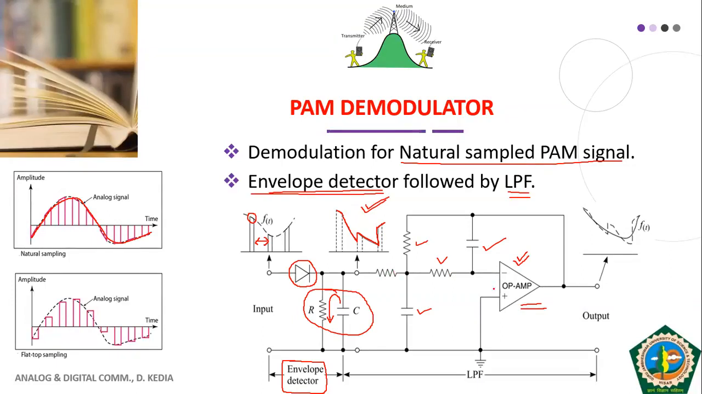And once we pass it through this second order active low pass filter, we get a smooth curve which represents my original modulating signal. Okay, so this is how I demodulate my naturally sampled PAM signal, and I get the demodulated signal back, which is nothing but my original modulating signal. So for a naturally sampled PAM signal, I have to use envelope detection followed by a low pass filter for its demodulation. Okay, so I hope all of you have understood this thing.